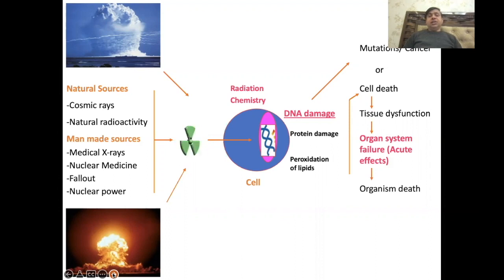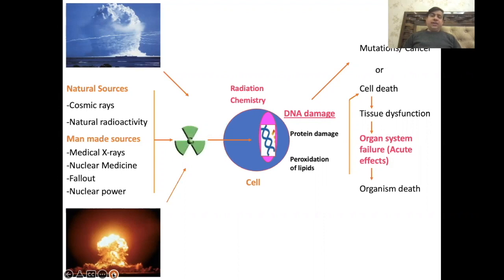Apart from them, there are unplanned scenarios also. For example, during a conflict or the formation of nuclear weapons, it is considered fallout. Then any terrorist activity involving radioactivity, or any accident, for example during the harnessing of energy in a nuclear plant, constitutes unplanned exposure to radiation.